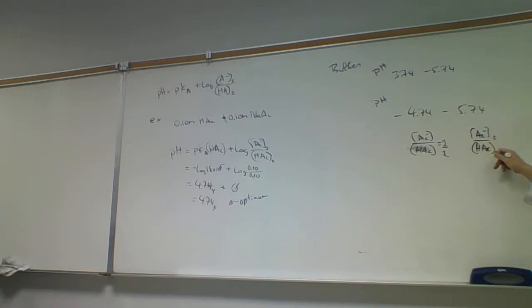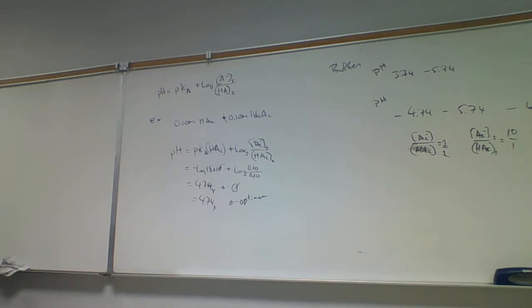ratio is 10-to-1. If we went out to 6.74, do you know what the ratio is if we go to 6.74? That would be pKa plus 2. To have the log of what ratio give us 2? Well, that turns out to be 100 to 1.